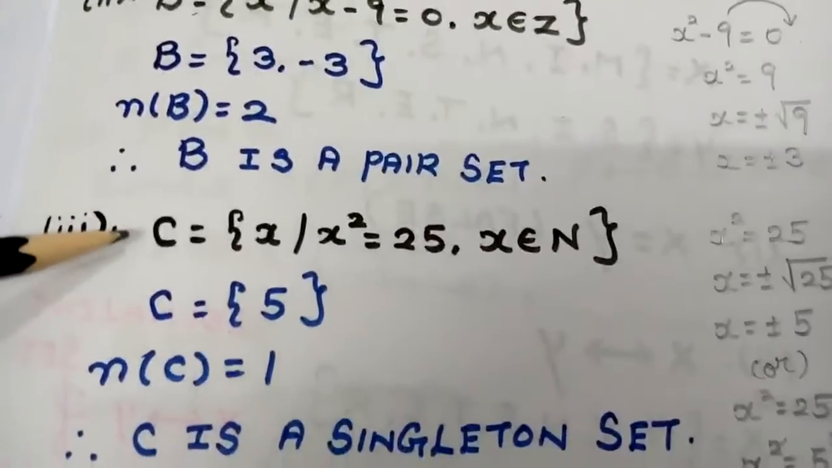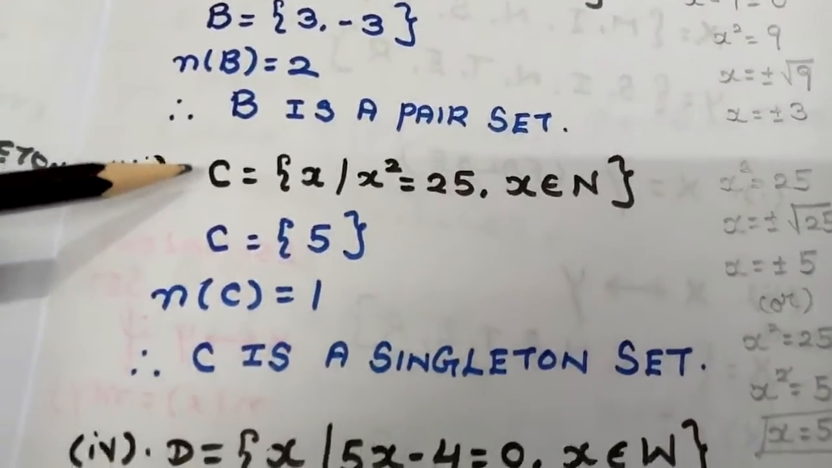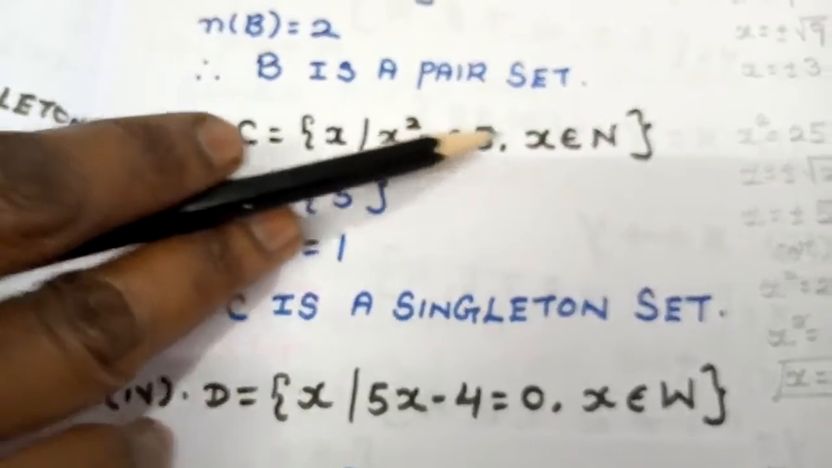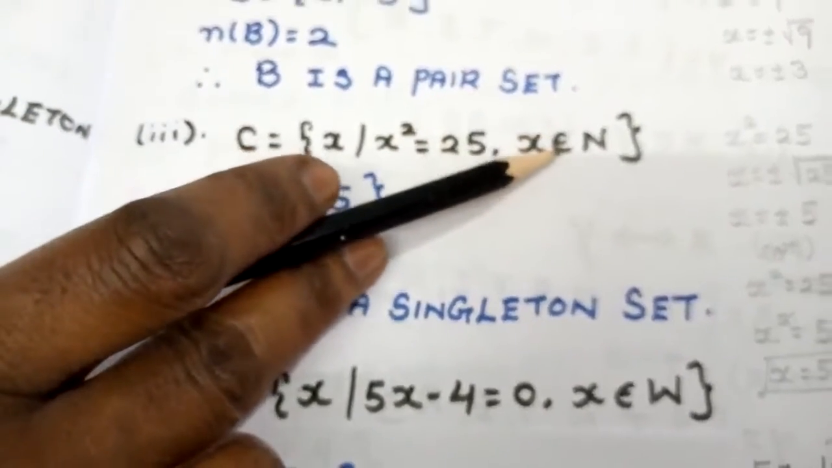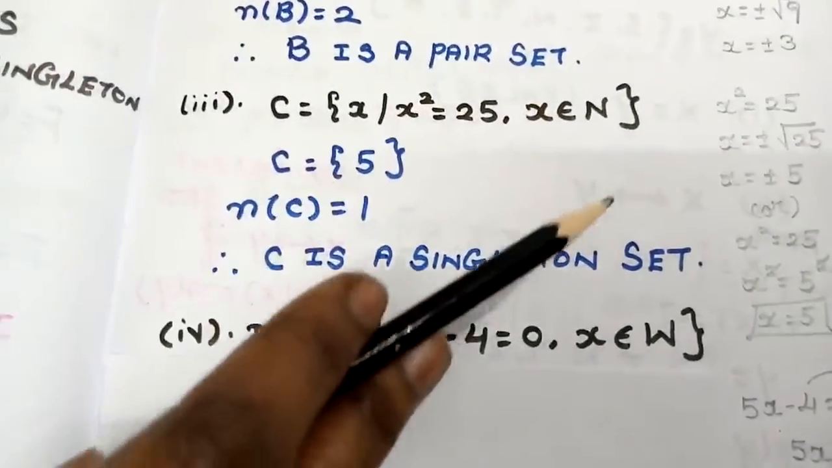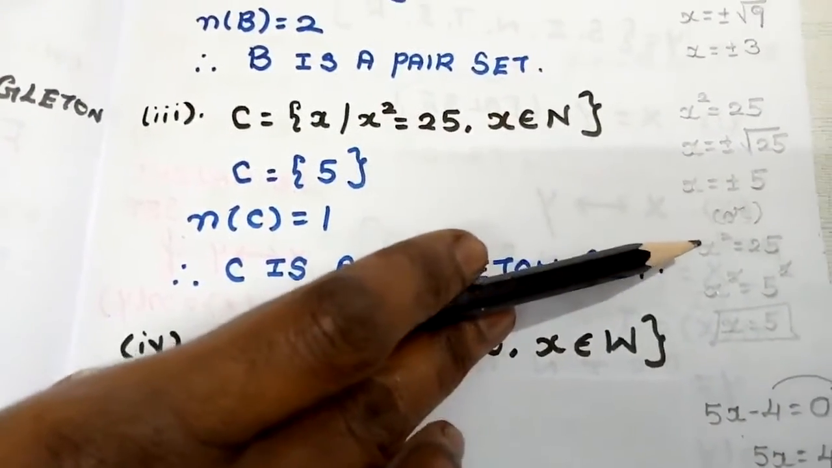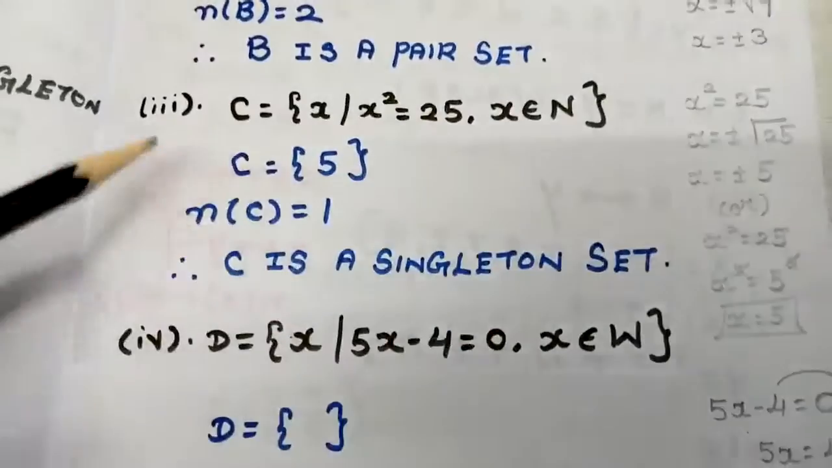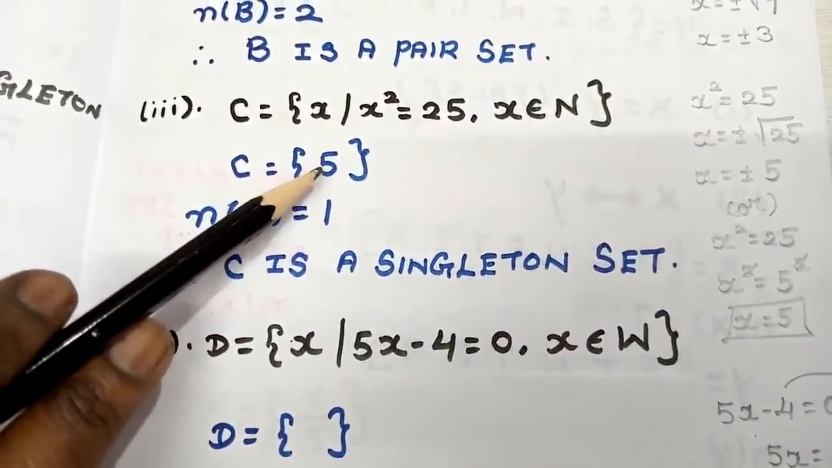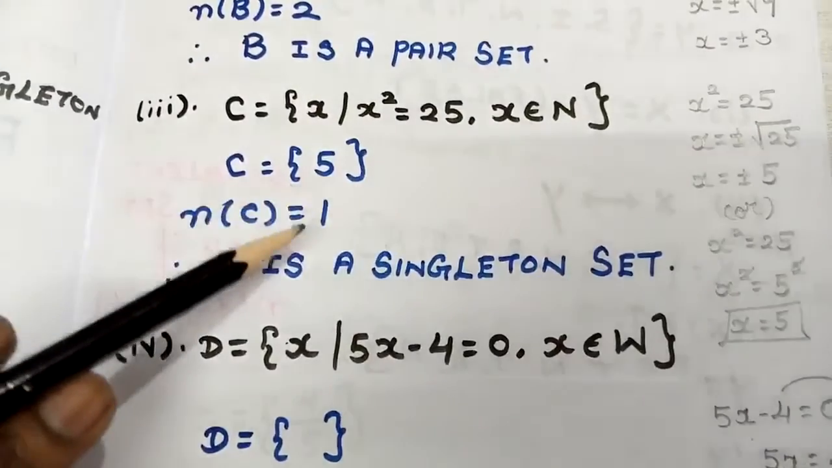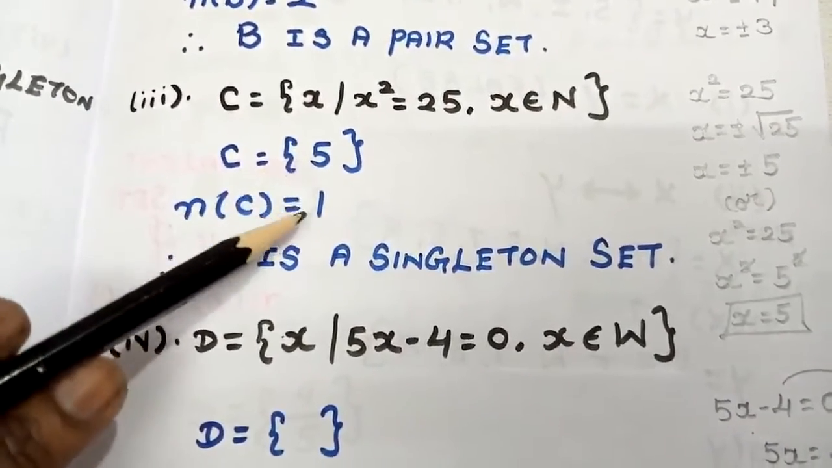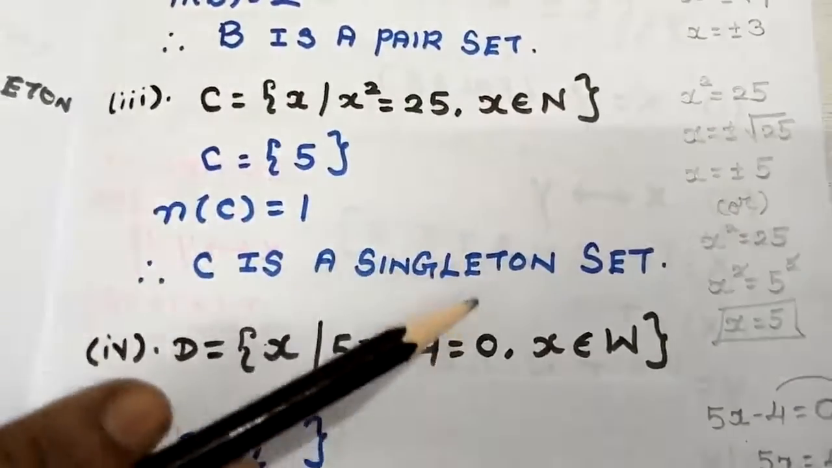Coming to question number C, the third question: x square equal to 25, x belongs to natural number, which means you are going to take only the positive value. So I have simplified it on the side, students. You are going to see the number. So C equal to set 5. Inside the set I am having the value 5. n of C equal to 1. The number of elements in the set C is 1. Therefore C is a singleton set.